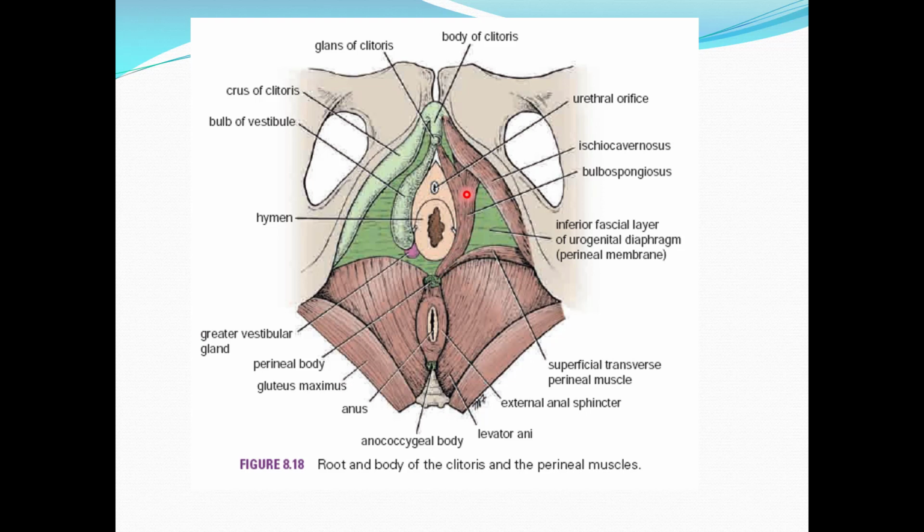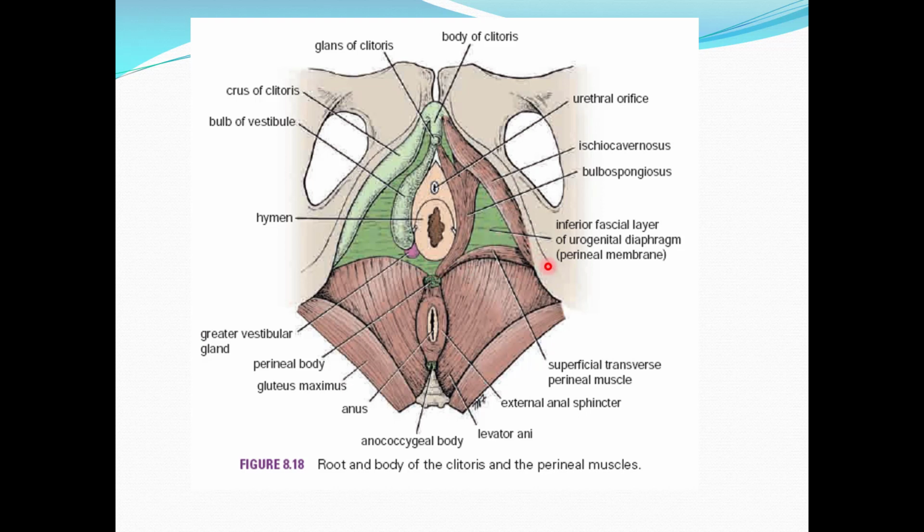See here, this is the bulbospongiosus muscle and this is the crus of the clitoris, which is overlapped by one muscle, the ischiocavernosus. So bulbospongiosus and ischiocavernosus are present in males as well as in females. Okay, so these are the locations of the bulbospongiosus and the ischiocavernosus muscles.